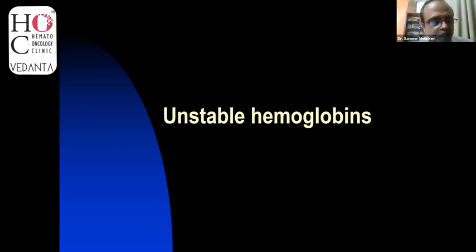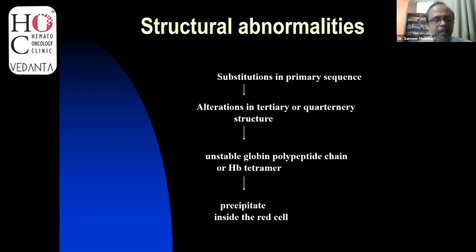The next condition which I'm going to talk about is unstable hemoglobins. These are rare disorders in which you have structural abnormalities in the globin. If there is a mutation which leads to a defective globin chain, then substitutions in the primary sequence would lead to alterations in the tertiary and quaternary structure of the globin protein. And this leads to an unstable globin polypeptide chain or a hemoglobin tetramer.